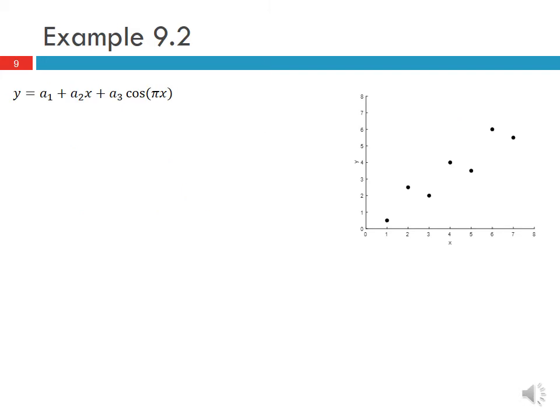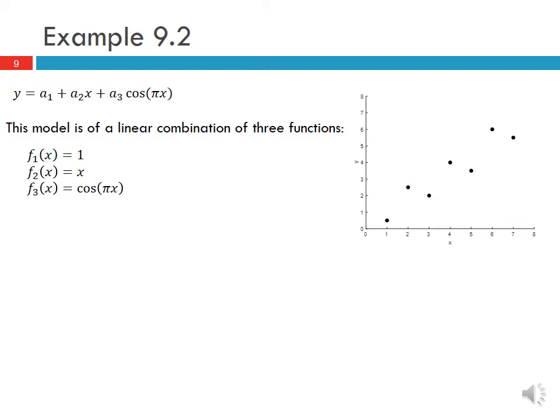So here's just a plot of the data as well as the model. This is the same data that was used in example 9.1 in the previous section. So the model is a linear combination of three functions. f1 is equal to 1, f2 is equal to x, and f3 is equal to cosine pi x.